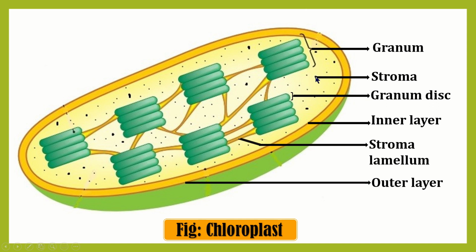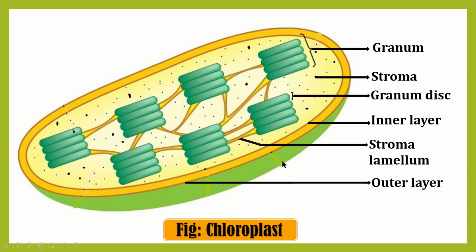In the inner layer, there is a granular jelly-like substance, which is called stroma. In stroma, there are 40 to 80 well-arranged barrel-shaped grana. Each granum contains 5 to 25 granum discs. The grana remain connected by fine channels. These are known as stroma lamella.